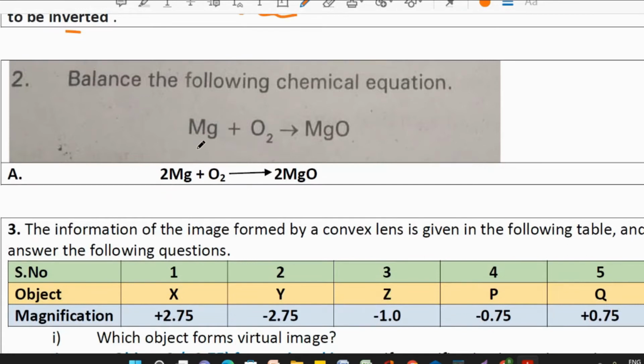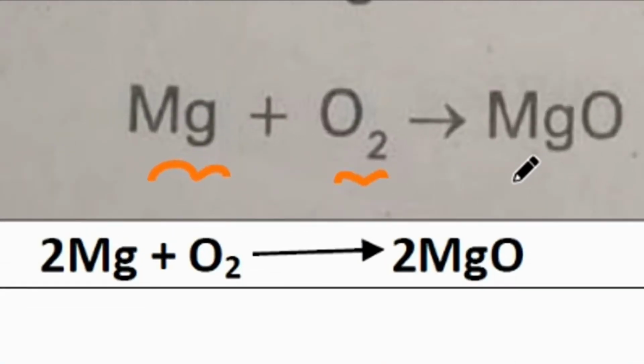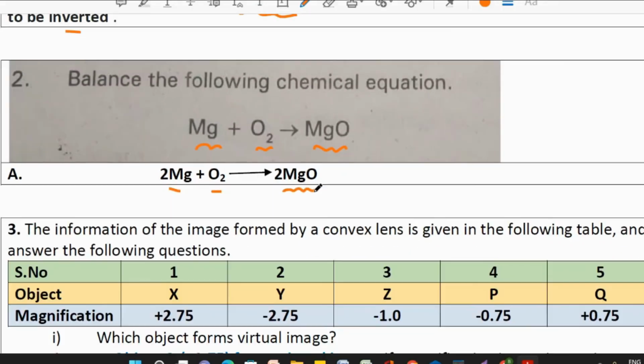Balance the following chemical equation. Mg plus O2 gives MgO. So 2Mg plus O2 gives 2MgO. Magnesium plus oxygen gives magnesium oxide.